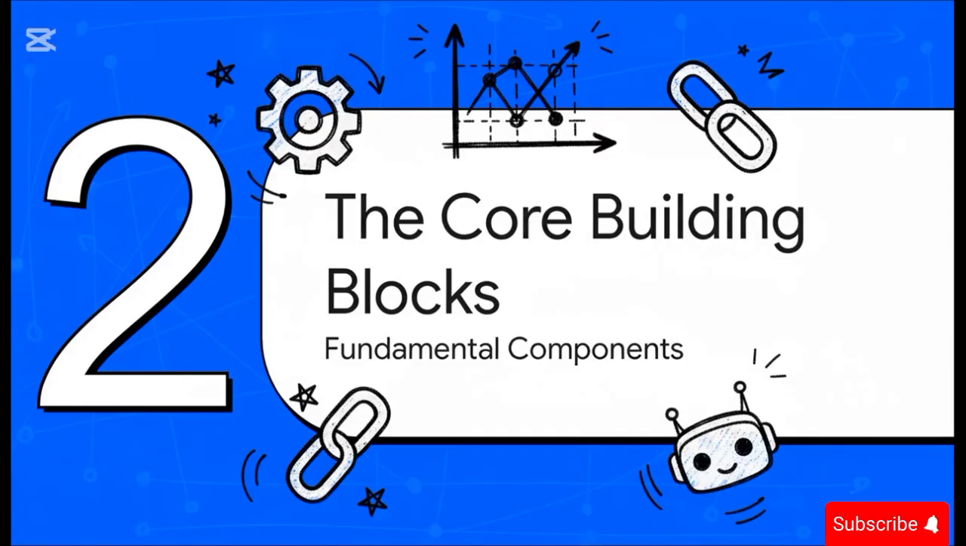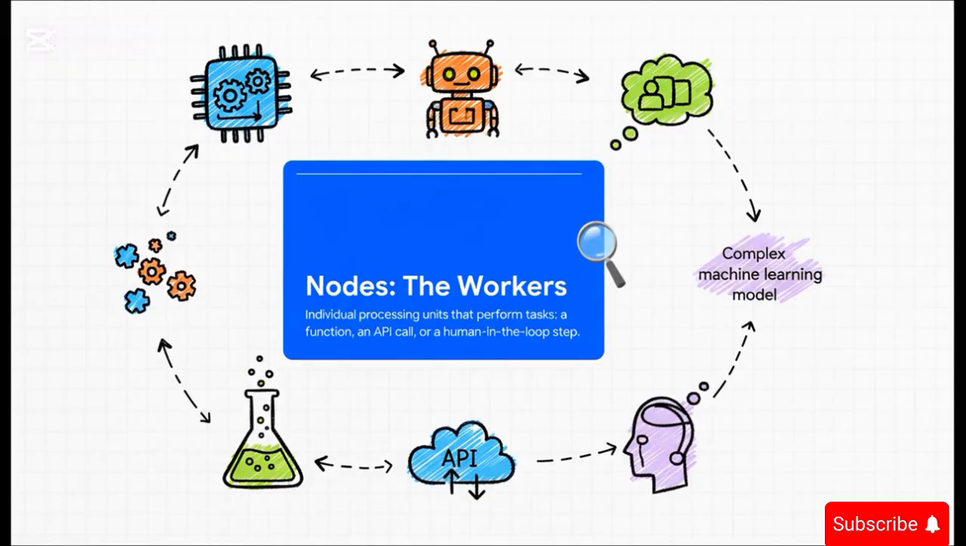Okay, so let's peel back the layers and look at the fundamental components. When you're building with LangGraph, it really boils down to three main concepts you need to know. First up, you've got your nodes. The easiest way to think about these is as the workers on your team. Each node is a single unit that does a specific job. And that job could be anything, really. It could be a simple function, it could be calling out to an API, it could be running a big old machine learning model, or it could even be a step that pauses and asks the human for input.